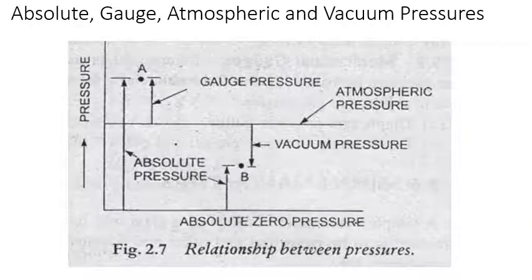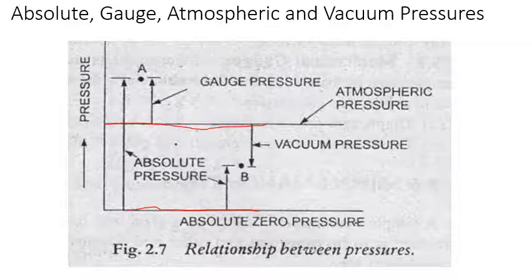Next, some terms connected to the pressure, that is absolute, gauge, atmospheric and vacuum pressures. See this figure, that is figure number 2.7. Here it shows the relationship between different pressures. The y-axis shows the pressure, and here it is the absolute pressure. Here in x, this line indicates the absolute zero pressure.